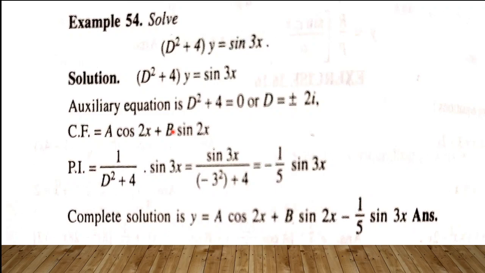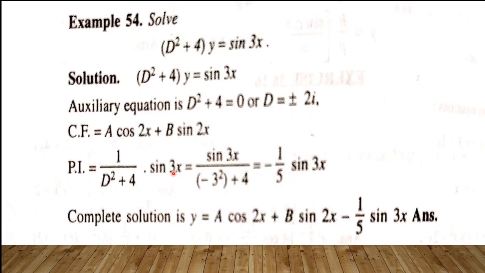One of the parts of the solution is over. Now calculate the particular integral. What do we use in the particular integral? 1 upon f of d to be operated on RHS. What is f of d? d square plus 4 to be operated on RHS.